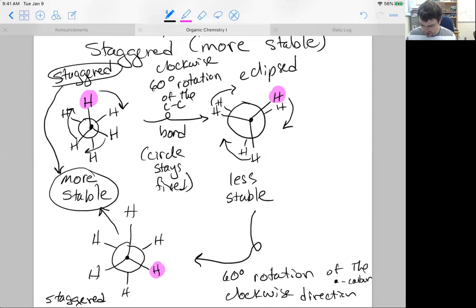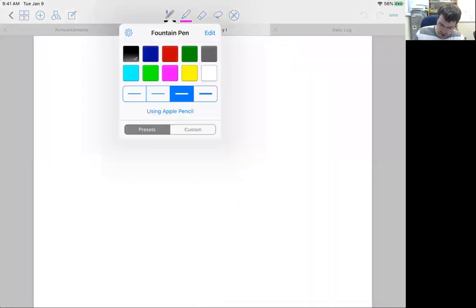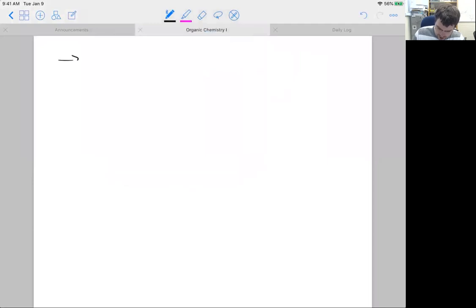Okay, let's actually plot that graphically. There are some things we can know that are really helpful to us. The eclipsed conformation is less stable, and that's how we started the lecture.